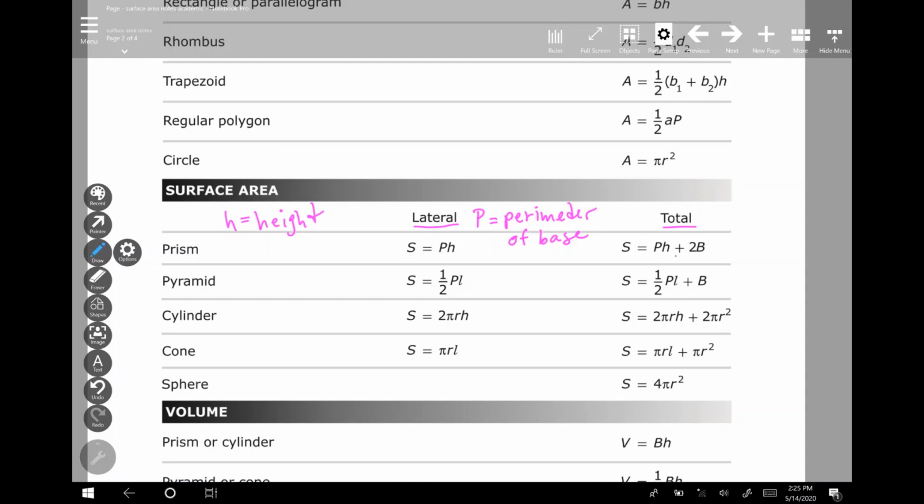Now I'll go over here and look at total, because I'm going to look at these letters over here as well. So we talked about capital P, we talked about H. Now here we have capital B, okay, big B as we call it sometimes. Capital B stands for area of the base. Okay, so it's important that you understand capital P stands for perimeter of the base and capital B stands for area of the base. And depending upon what shape your base is, you're going to have to use a different formula.